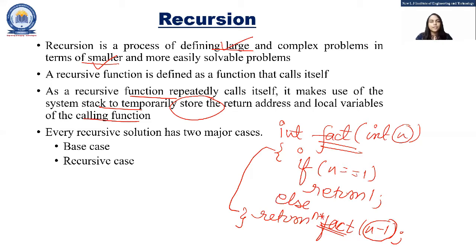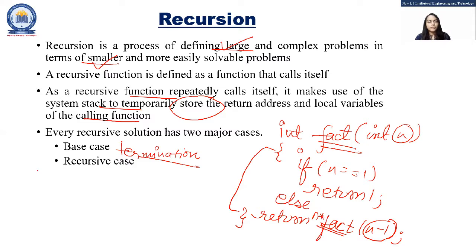Now students, every recursive solution has two major cases. Whenever we write a recursive function, we should keep in mind that it definitely has a base case. What is the base case? So we can say the base case is the terminating condition, right? So we want one situation where the problem or recursion should end. Without that, it might go into an infinite loop.